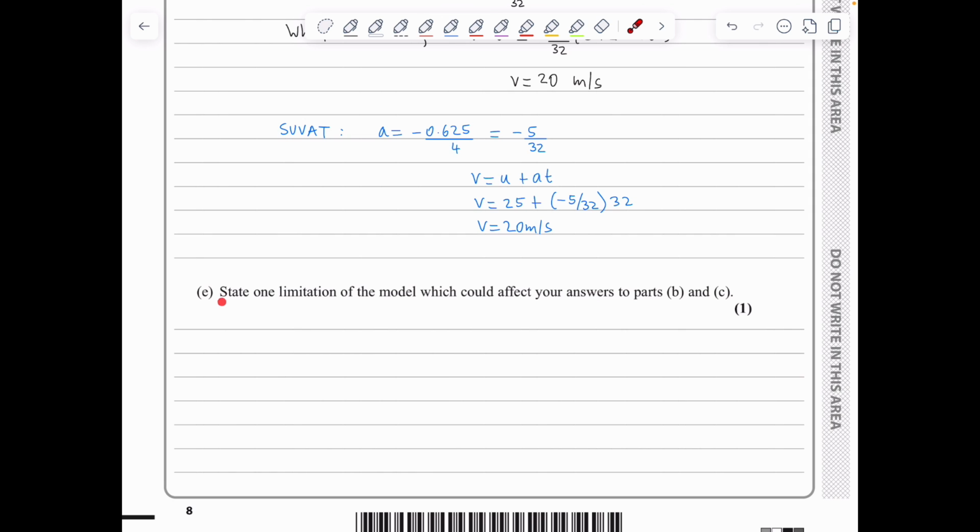In part E, we need to state one limitation of the model which could affect our answers to parts B and C. And here we simply need to say that the train is unlikely to be accelerating and decelerating constantly.